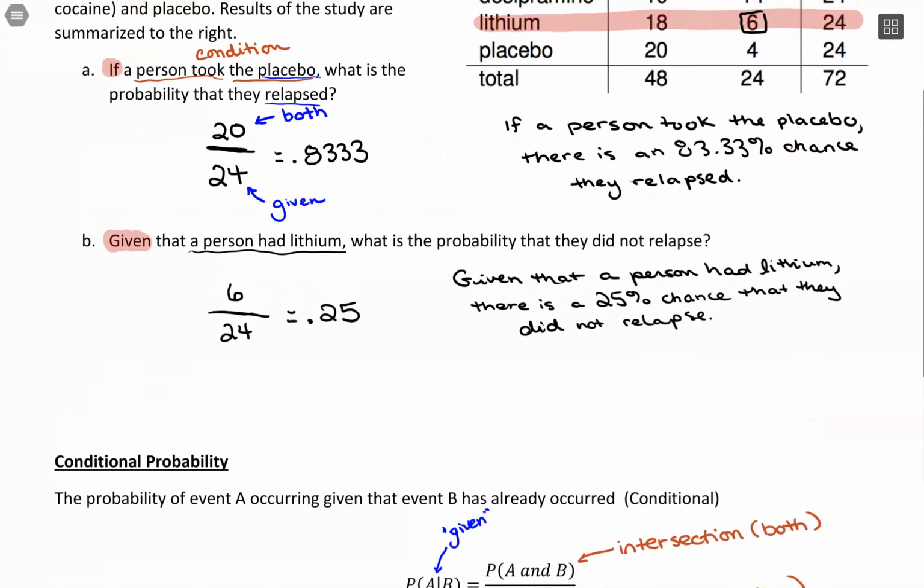So to fill in notation for up above here, for this first example, if I wanted to write this in the notation down below, if a person took placebo, so that's our condition. So if I have my line here, what I would say is this is looking for what's the probability that they relapsed given that they were taking the placebo. So it's just rearranging the wording a little bit, but that's exactly how that wording would work. And the key is noting what's the condition, and that would be on the right-hand side.